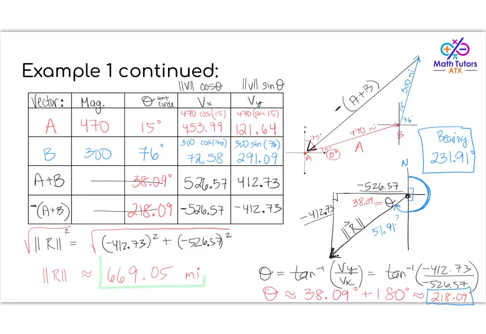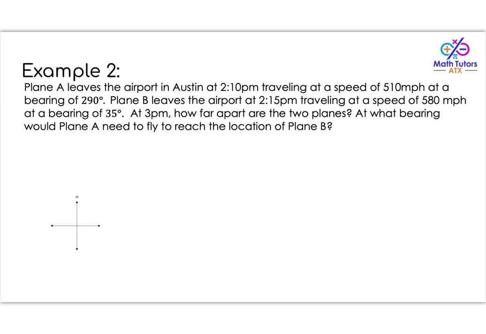Yay! So again, anytime you're able to break this into components, you can figure out where your resultant vector would be. All right, let's go ahead and look at example 2.